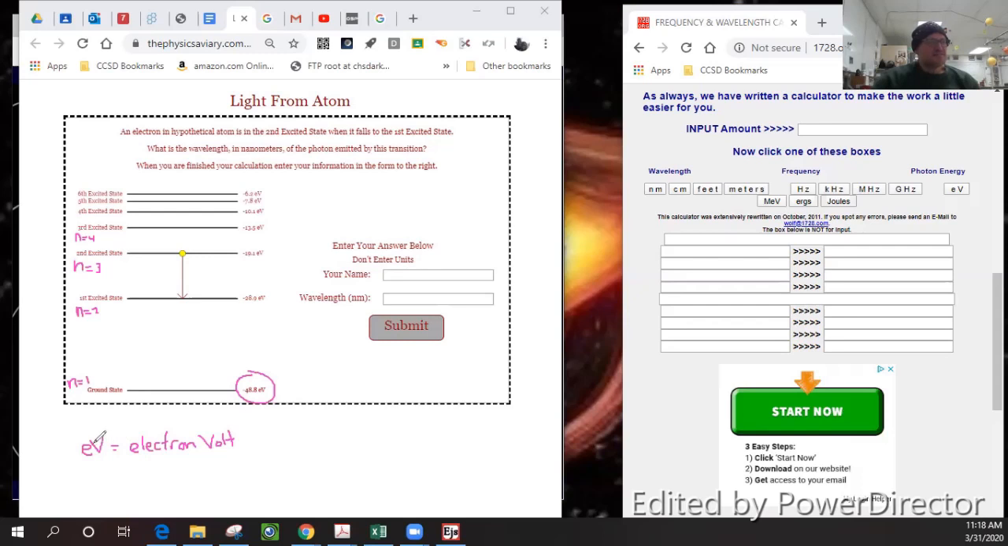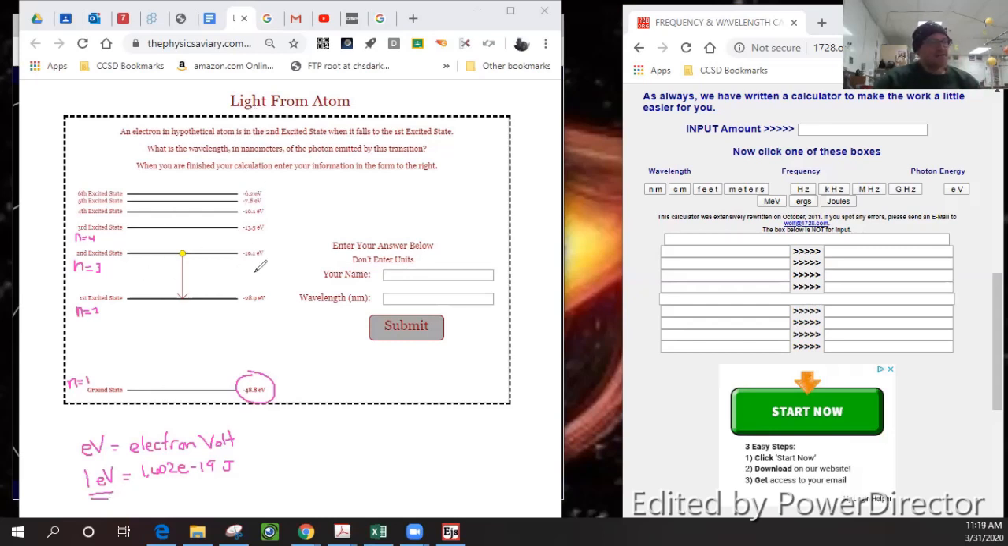So EV is electron volt. Now I want to ask you a question. What is easier to remember? 1 electron volt equals 1.602 times 10 to the minus 19 joules. So which is easier to remember, 1 electron volt or 1.602 times 10 to the minus 19 joules? Obviously, 1 electron volt is easier to remember. Okay, now let's go back to here.